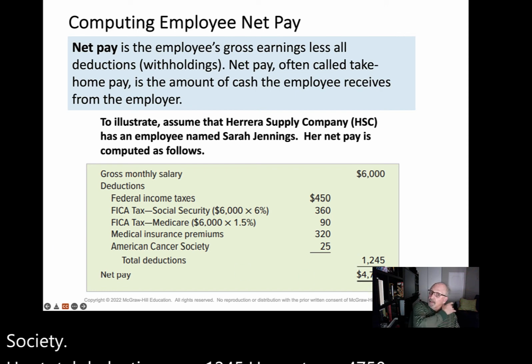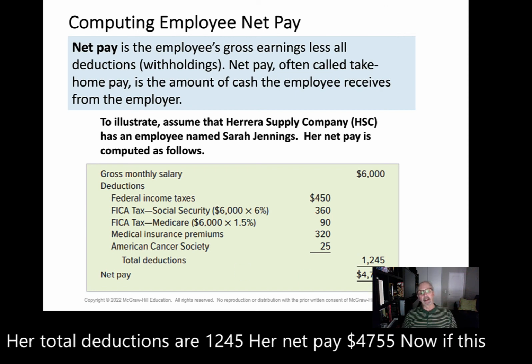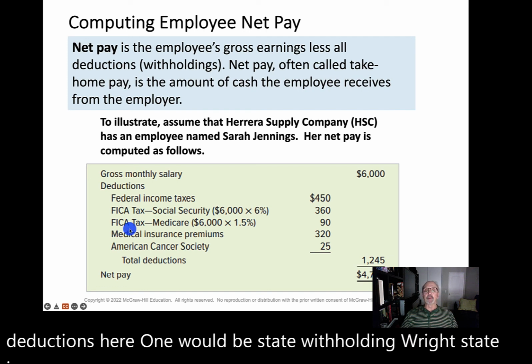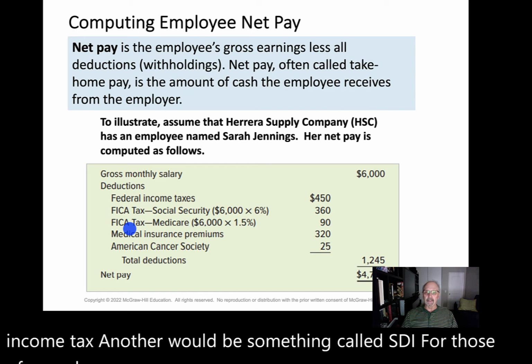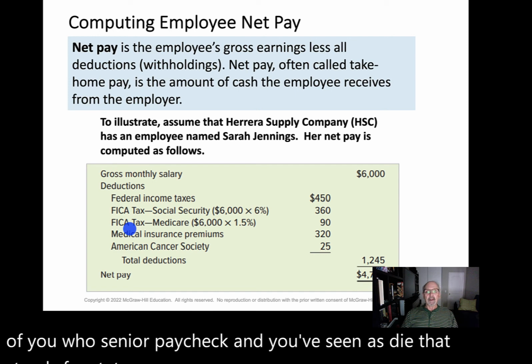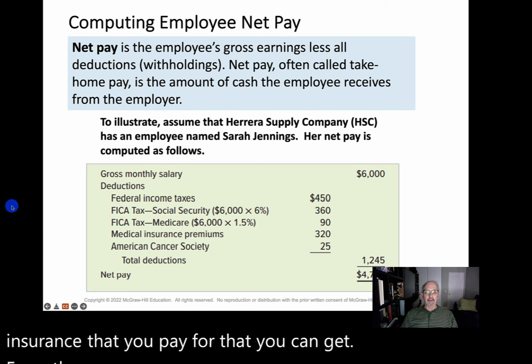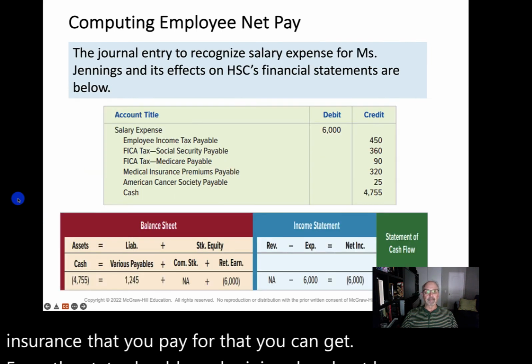$4,755. Now, if this were a California paycheck, there would be a couple of other deductions here. One would be state withholding, right? State income tax. Another would be something called SDI. For those of you who've seen your paycheck and you've seen SDI, that stands for State Disability Insurance. It's a short-term disability insurance that you pay for that you can get from the state should you be injured and not be able to work.